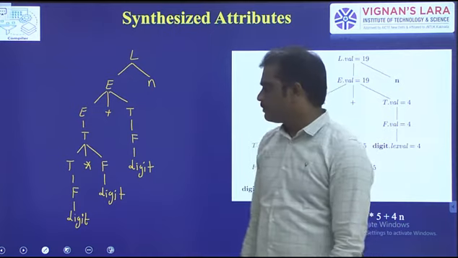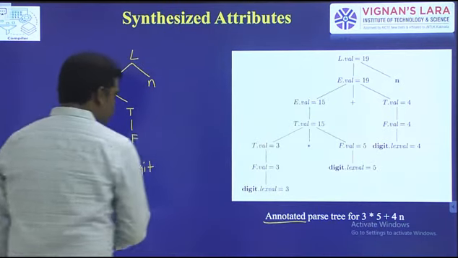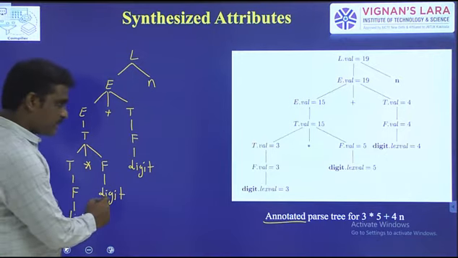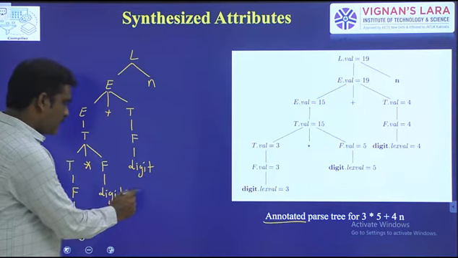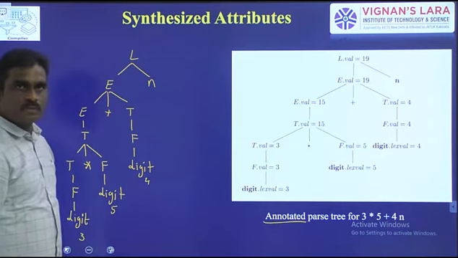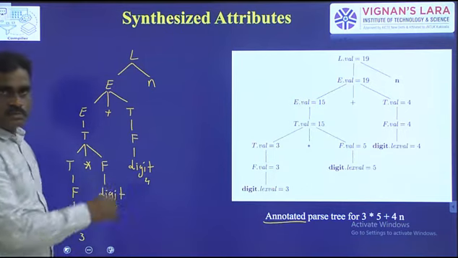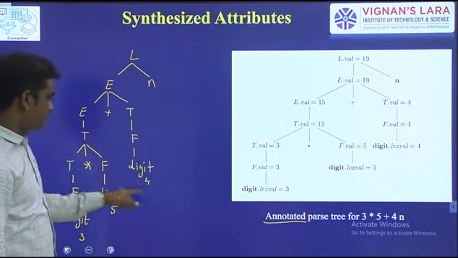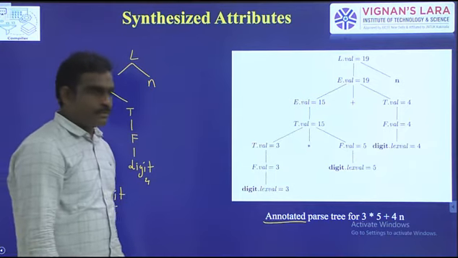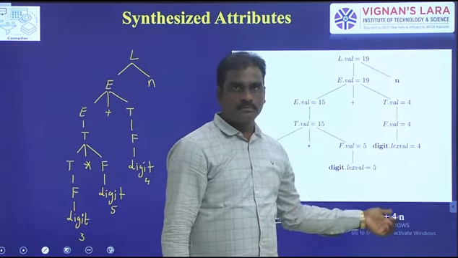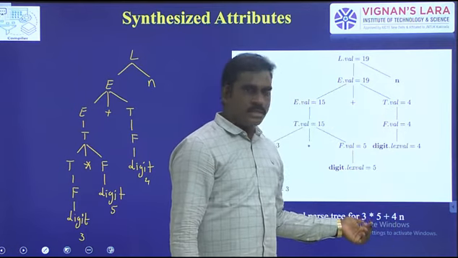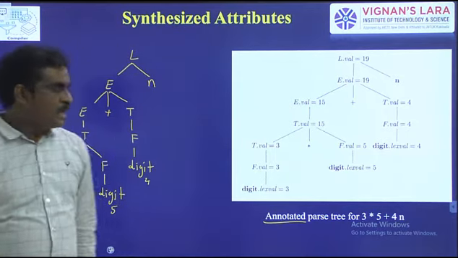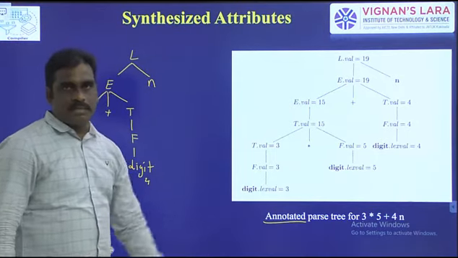For example, take this digit value is 3, this digit value is 5 and this digit value is 4. If you combine the leaf nodes, what is the value? 3 star 5 plus 4 n. So we derived the string 3 star 5 plus 4 n. So this is the parse tree. But I want to derive the annotated parse tree.